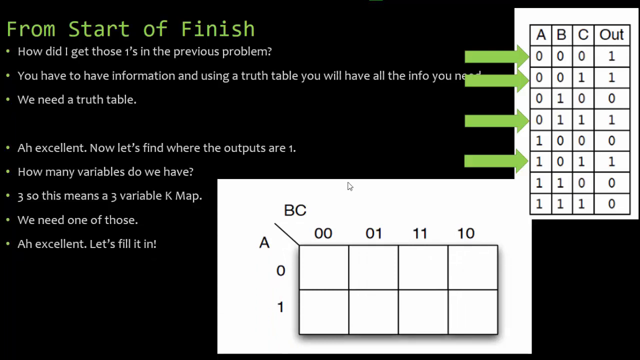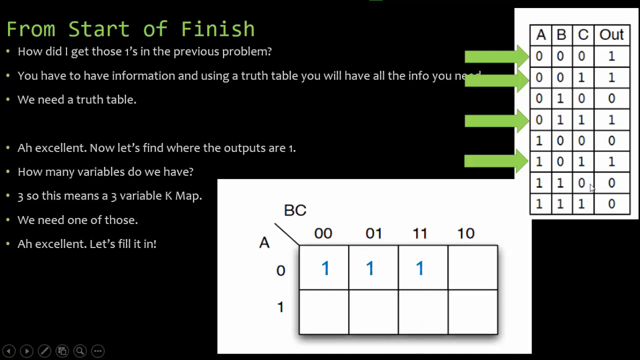Let's go ahead and fill that in. When A is 0, B is 0, and C is 0, I'm looking for 0, 0, 0. It is a result of a 1. I put in a 1. What about 0, 0, 1? 0, 0, 1, that also results in a 1. When A is 0, B is 1, C is 1, that's going to be 0, 1, 1. And see, that also results in a 1. Then I have A is 1, B is 1, C is 0, so I'm looking for 1, 1, 0.